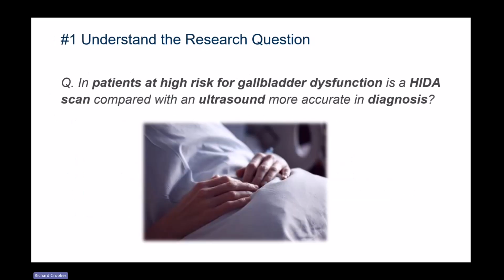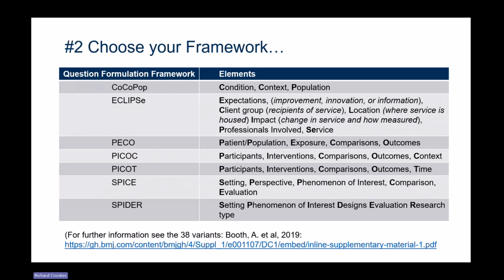So as I indicated, there is a research question, which is: in patients at high risk for gallbladder dysfunction, is a HIDA scan compared with an ultrasound more accurate in diagnosis? So already you can see I've identified some of the key terms, the elements that we need to search for. So patients at high risk for gallbladder dysfunction, we've got HIDA scan, we've got a comparison with ultrasound, and they've got the goal, the outcome, if you like, of accuracy in diagnosing this condition. So that kind of lends itself to our consideration for what framework we should be using.